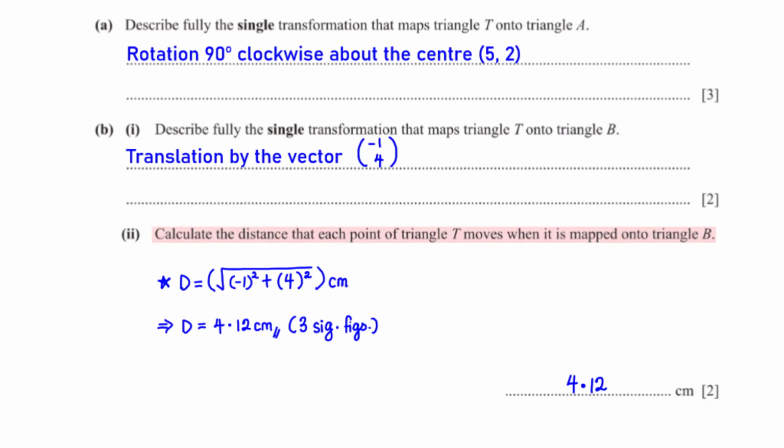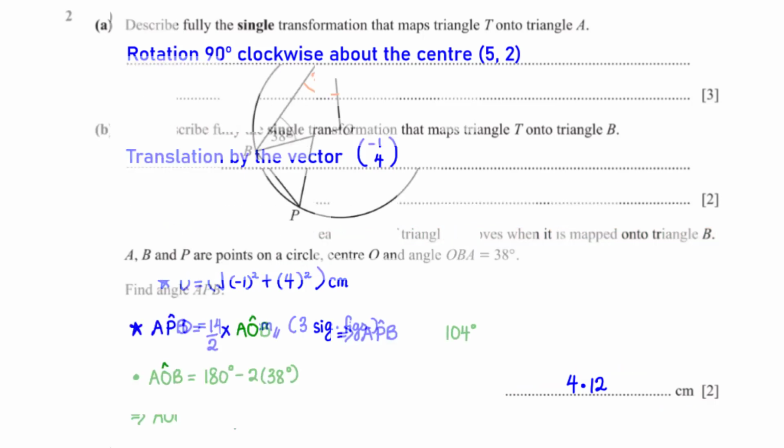Calculate the distance that each point of triangle T moves when it's mapped onto triangle B. We found the translation vector as -1, 4, and so the distance traveled would be square root of -1 all squared plus 4 squared centimeters. When we type this into the calculator, we have 4.12 centimeters rounded to 3 significant figures.